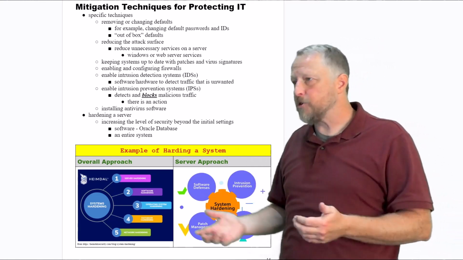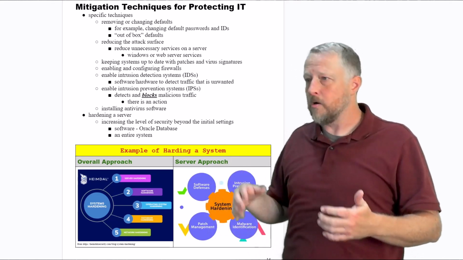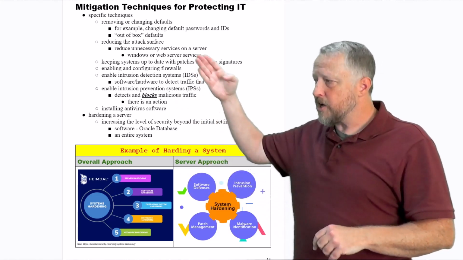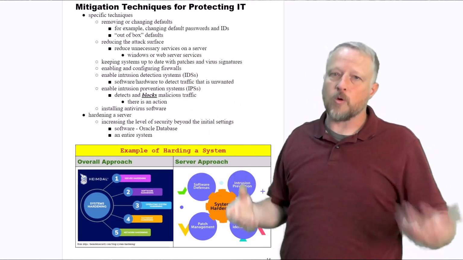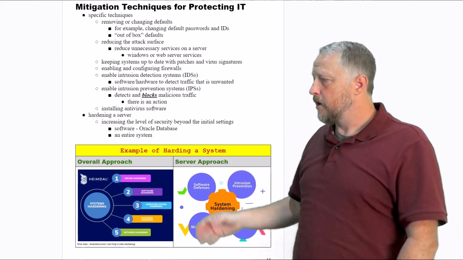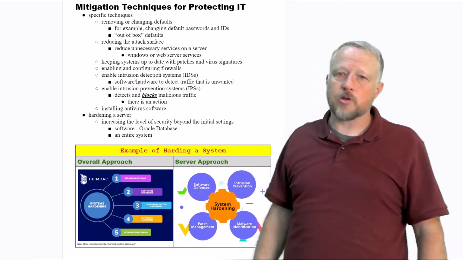If you build an Apache server or something like that, which I used to do years ago, there were some ports that were already open. You may want to close those. So just reducing your attack surface will help out greatly. Now, it doesn't eliminate it, but at least it'll reduce it. It's called hardening a server.